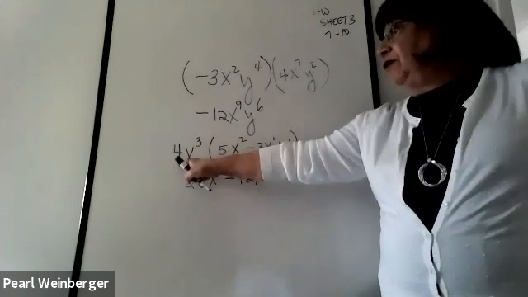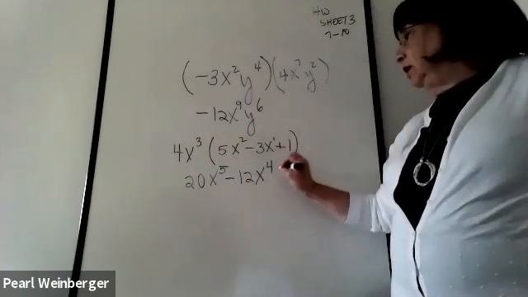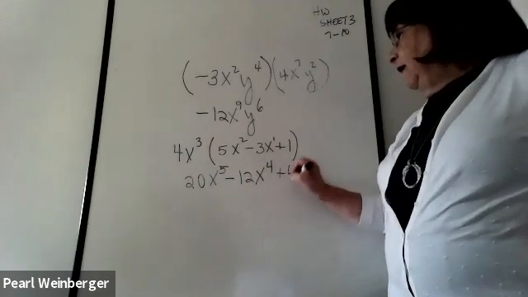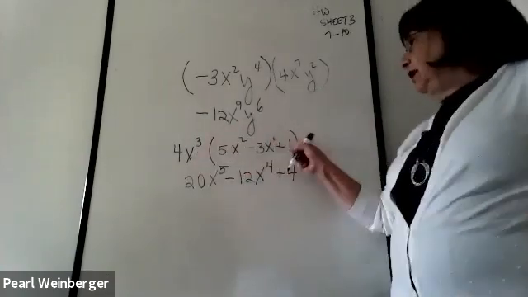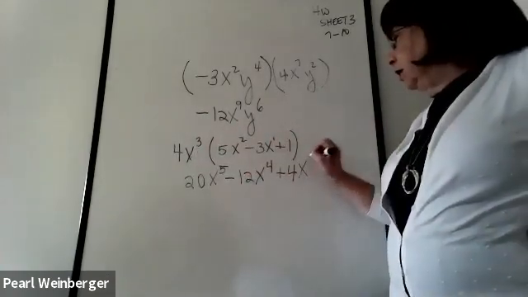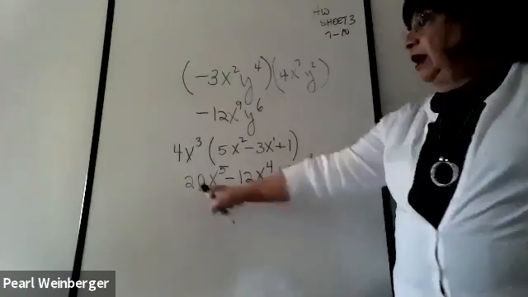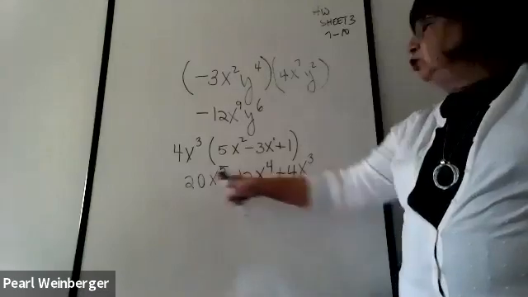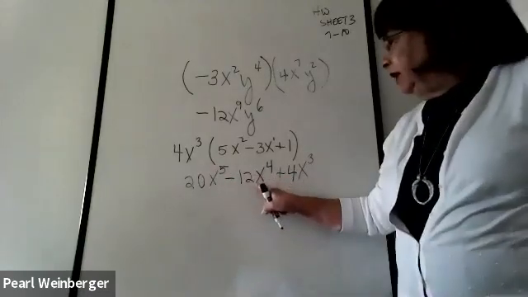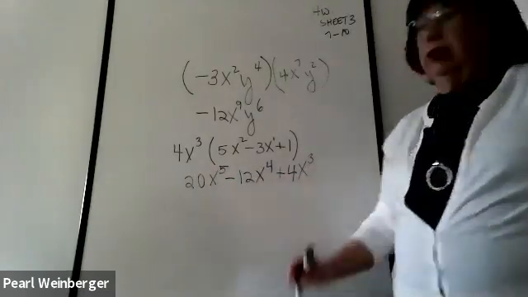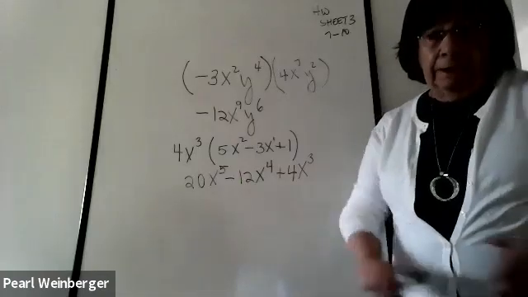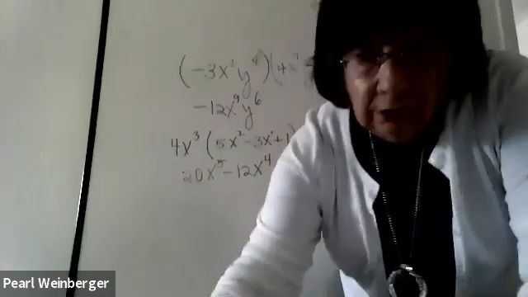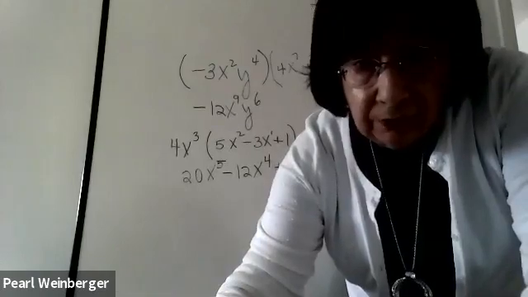And finally, I have a 4 times the 1, which gives me 4. And there's just the x cubed. There's no x's over here, so I just bring across the x cubed. And my answer becomes 20x to the 5th minus 12x to the 4th plus 4x to the 3rd. Any questions about that?